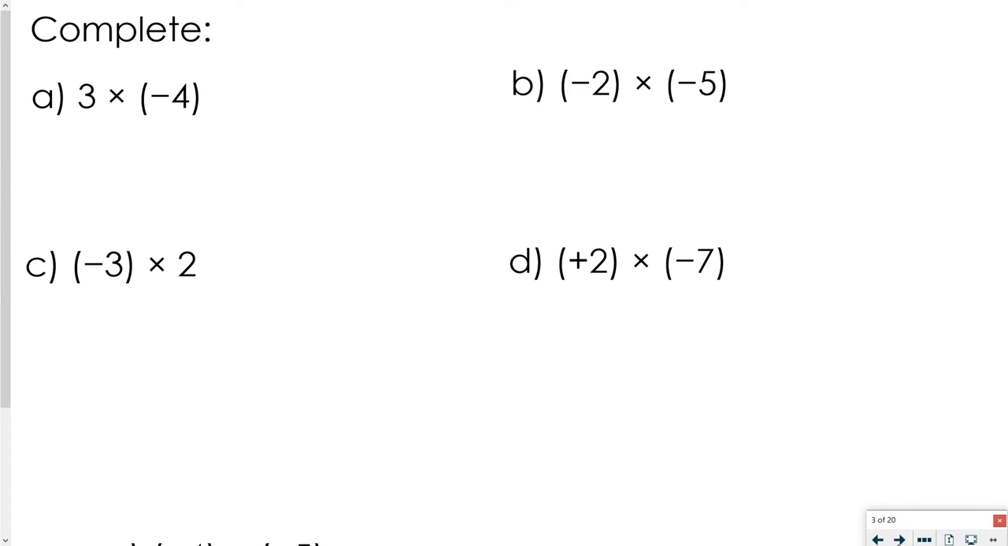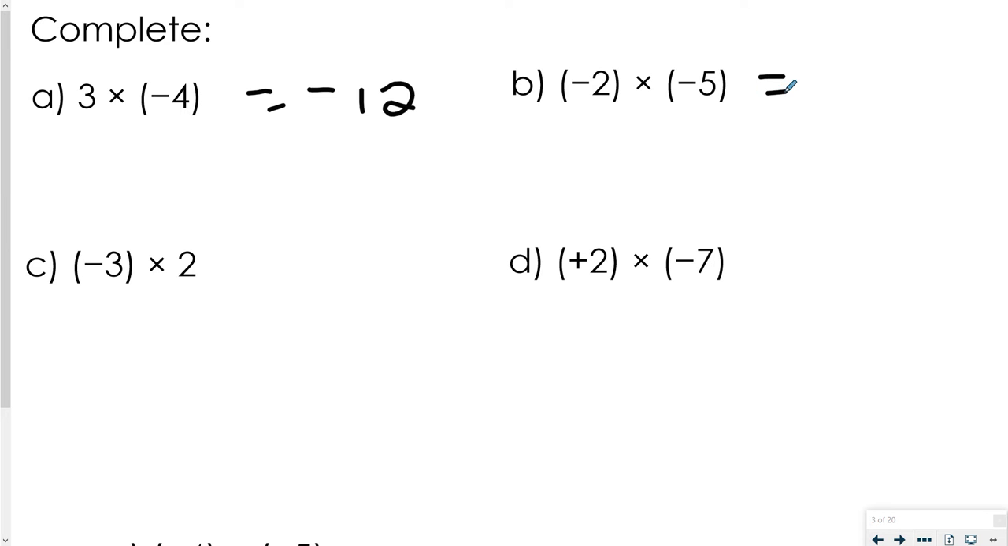So let's take a look at what this means. 3 times -4 is 3 groups of -4. The way I do this is I just ignore the signs to begin with. I do 3 times 4 is 12, and then I look at the signs. Well, there's one of each, and if you remember back to our chart on the previous page, a negative and a positive, my answer is always going to be negative.